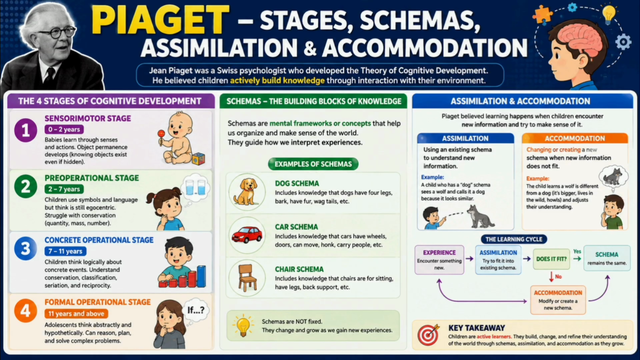Now, assimilation versus accommodation. Let us understand the difference clearly. Assimilation: the child tries to fit new experience into an existing schema. For example, the child sees a wolf and says dog. The child is using the existing dog schema. Accommodation: the child changes the existing schema or creates a new schema. For example, the child learns dog and wolf are different animals. The child modifies the previous understanding. Therefore, assimilation is equal to fit new information into existing schema, and accommodation means change the schema to fit new information.